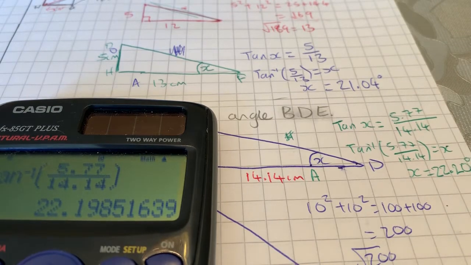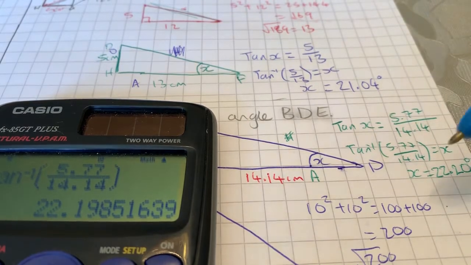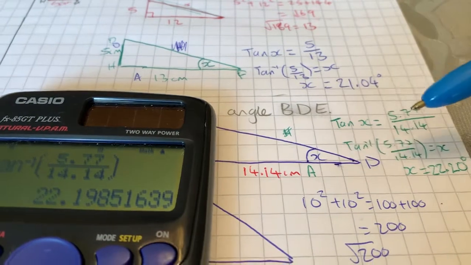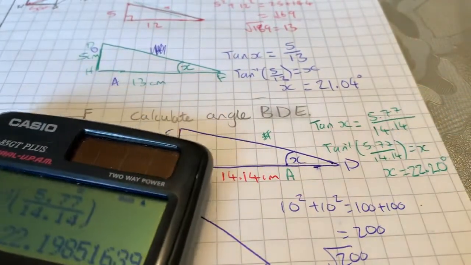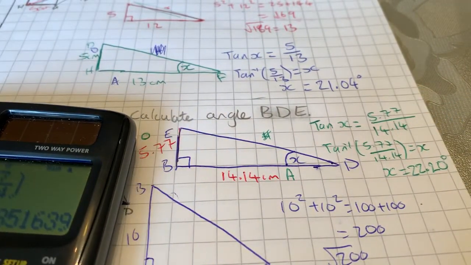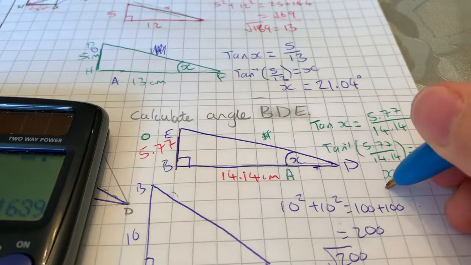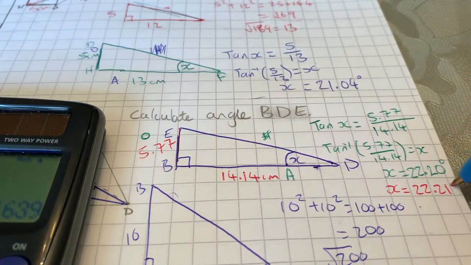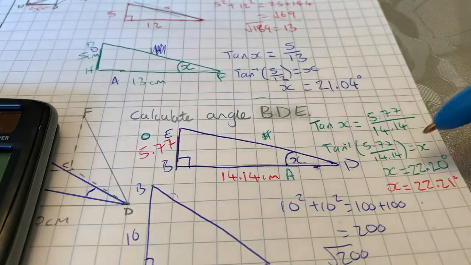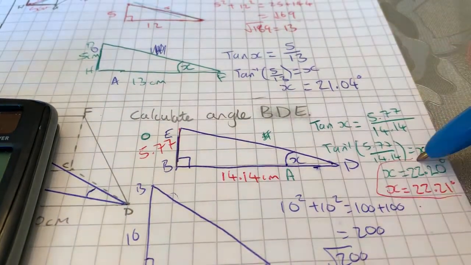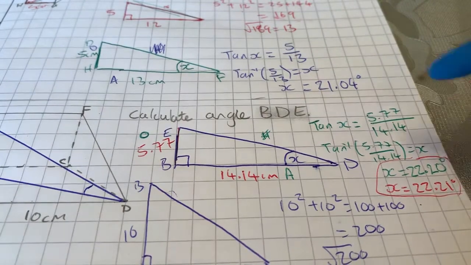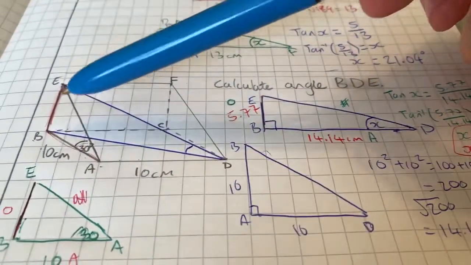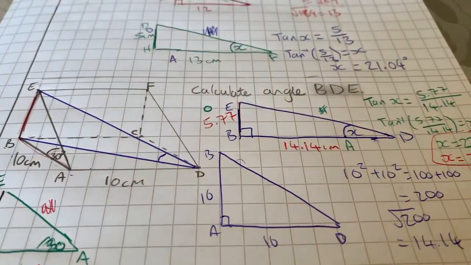Now, there's actually a way you can do this with keeping the accuracy the whole way through, because I have rounded it. And if you do keep the accuracy the whole way through, you get an answer of X as 22.21. So just slightly different there. But that will be your final answer to this question here of finding that angle there. And that's using trigonometry and Pythagoras in 3D.